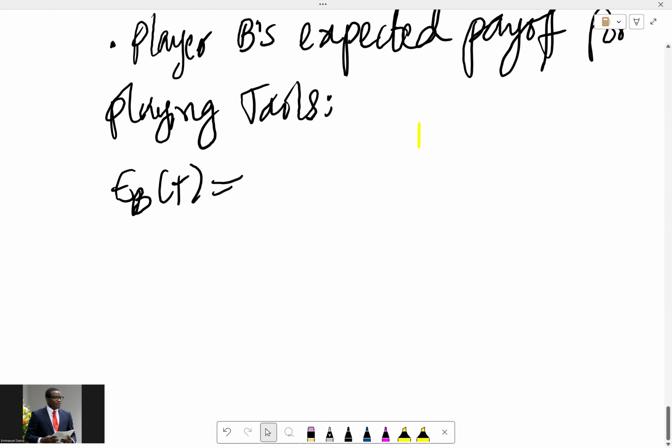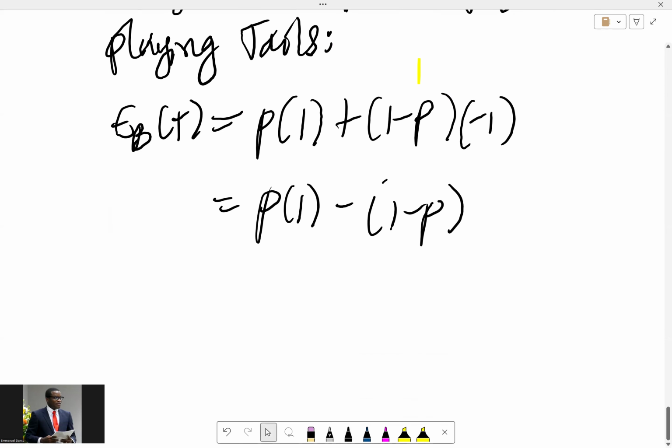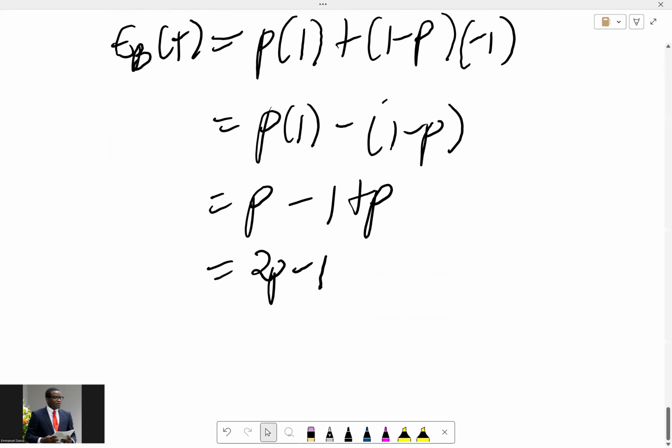So EB of T now is the probability of playing a head multiplied by 1 plus the probability of playing a tail multiplied by -1. So we have P times 1 plus (1 minus P) times -1. The minus does bring it forward because we are multiplying, so that is P - 1 + P, which is 2P minus 1. So this is the expected payoff for B for playing tail.